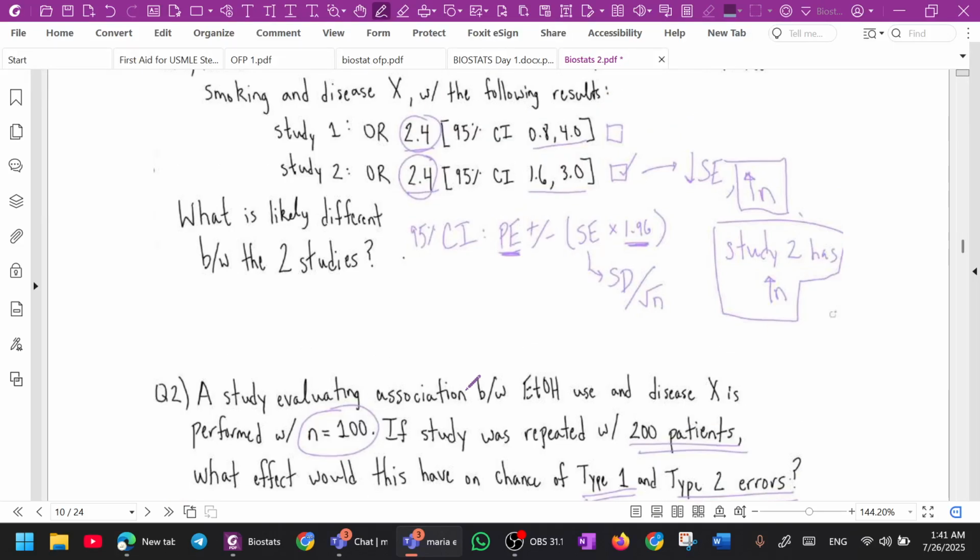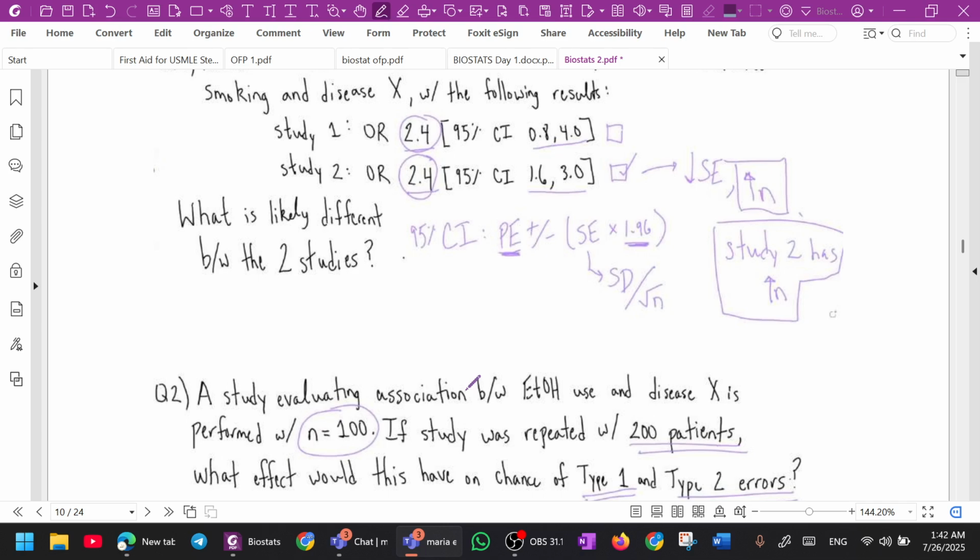Okay, let's do this one. A study evaluating the association between ethanol use and disease X is performed in 100 patients. If the study was repeated with 200 patients, increasing the number of patients, what effect would this have on the chance of type 1 and type 2 error?